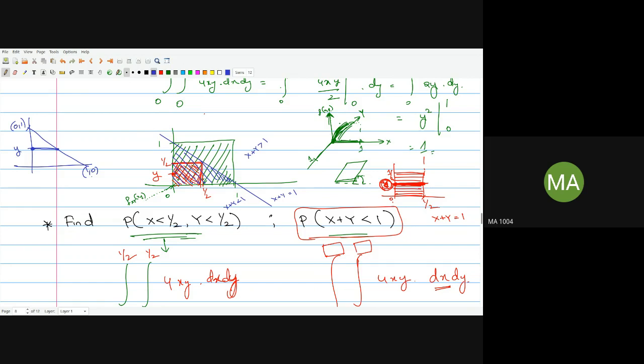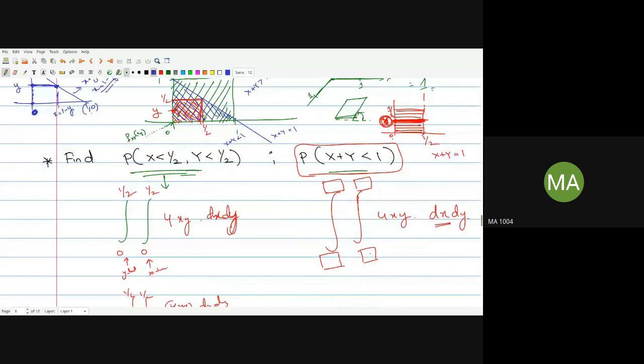This straight line and the limits of x. You see the limits of x. So how long can it take? From 0, this is 0 anyway, from 0 till this line. So what is this line? x plus y is 1. So x plus y is 1 means x is 1 minus y. So x can go from 0 till 1 minus y. So the first inside limits will be 0 to 1 minus y.